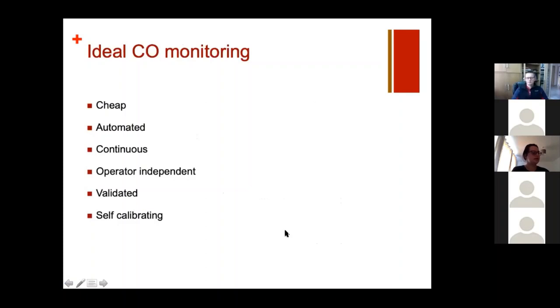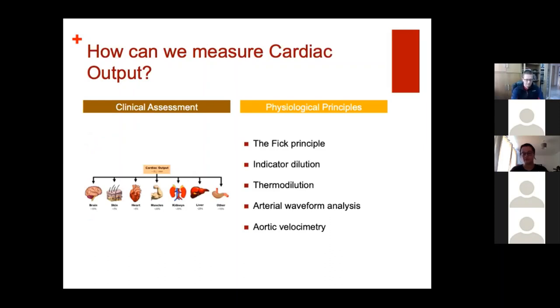So let's start from some basics. If we imagine ideal cardiac output monitoring, what do we think about it? We think that it must be cheap. It gives continuous monitoring. It's validated, operator independent. So whoever with a medical degree checks the machine or the monitoring, it will give them the answer of what to do and how to manage the patient, self-calibrating and automated. But it doesn't exist, unfortunately.